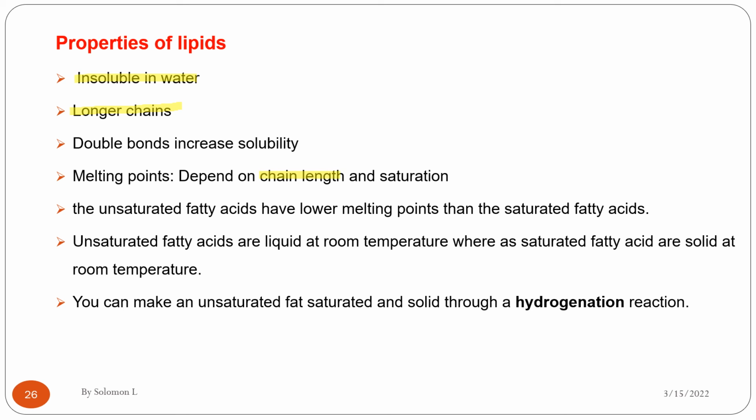Melting point depends on the length and saturation. Saturation means the presence or absence of double bonds in their fatty acid part. Unsaturated fatty acids have a lower melting point than saturated fatty acids. These unsaturated fatty acids are liquid at room temperature, mostly oils, and saturated fatty acids are solid at room temperature, mostly fats. But it is possible to convert these unsaturated lipids or fats into saturated ones by a process known as hydrogenation. By adding hydrogen, it is possible to break the double bonds and make single bonds.